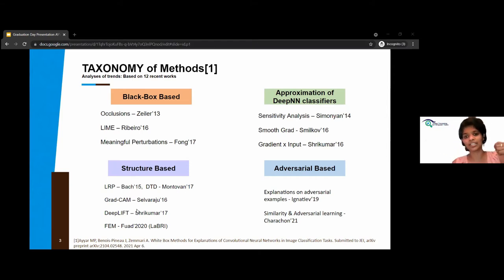I won't go into too much detail of it as it might get a little bit technical, but this is the observation that we came up with. And these are the four categories that we proposed.